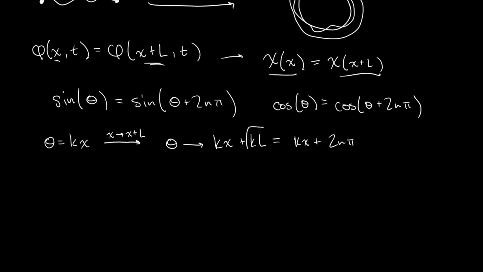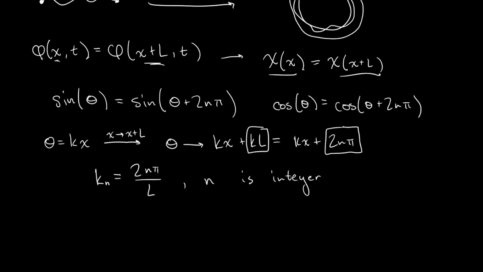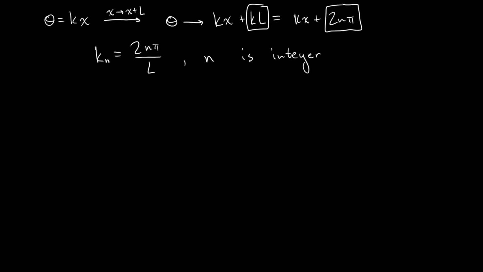So you can see that I can pick out this piece, and I can pick out this piece. And I see, again, I get a condition on k. And I get that k this time is 2n pi over L, where again, n is an integer. But this is the only condition, which means that I can't just get rid of the sine or the cosine terms this time. So I'm stuck with the cosine terms, along with the sine terms.